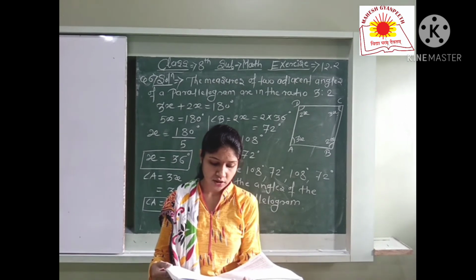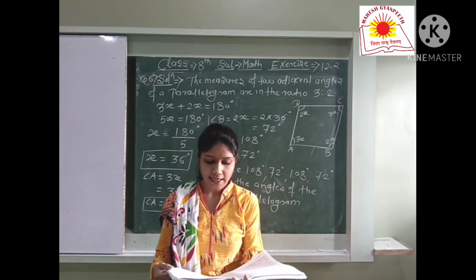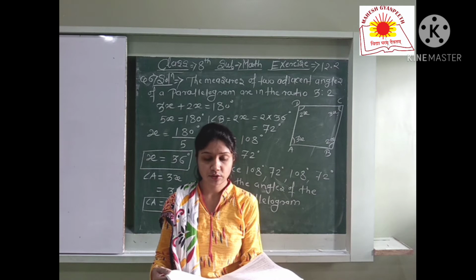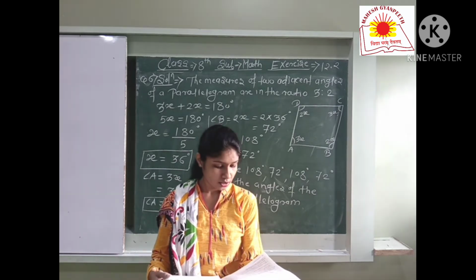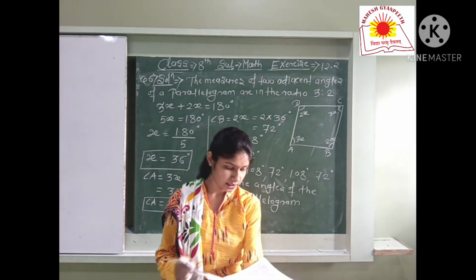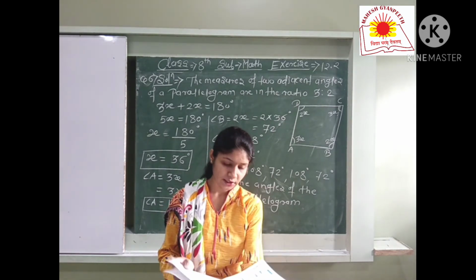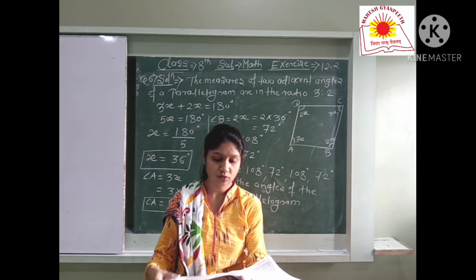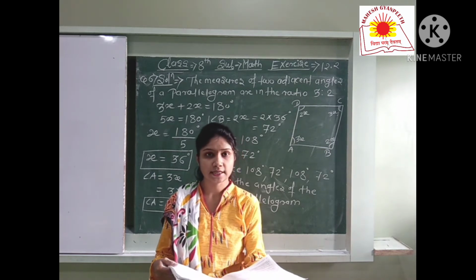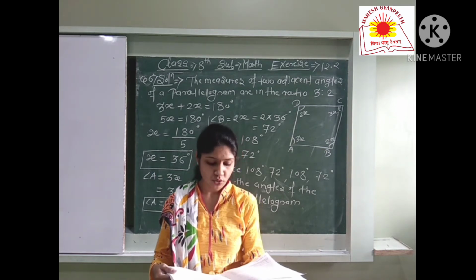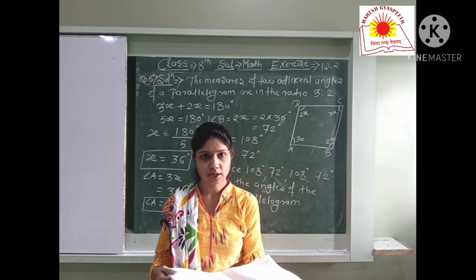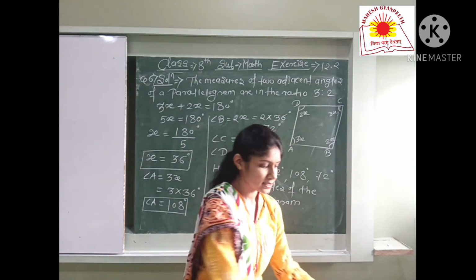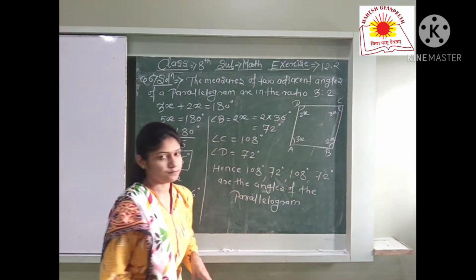Okay, now question number 8. See, the angles of a quadrilateral are in the ratio. These types of questions we have already solved in Exercise 12.1. So question number 8 is for homework. It is a very easy question, you have to try. Okay, so let's see question number 7.